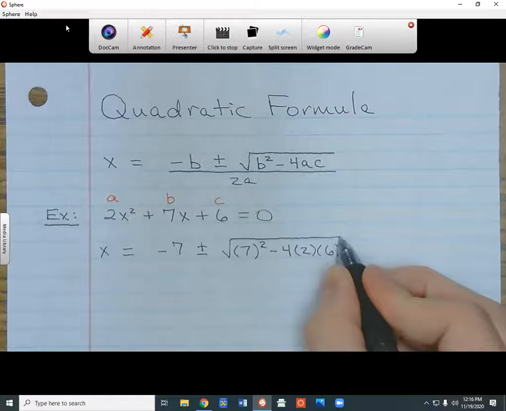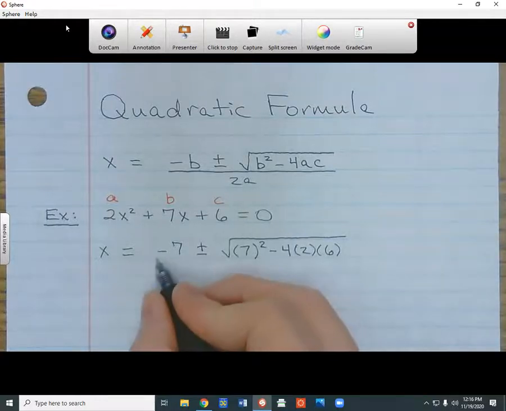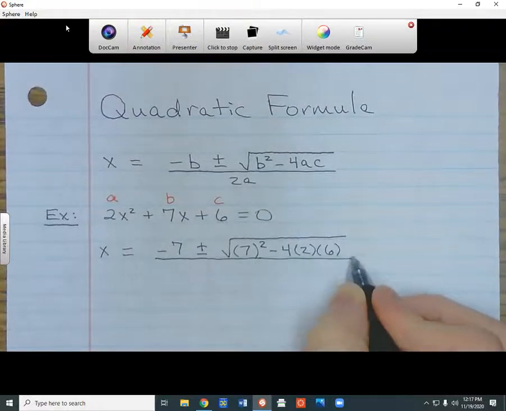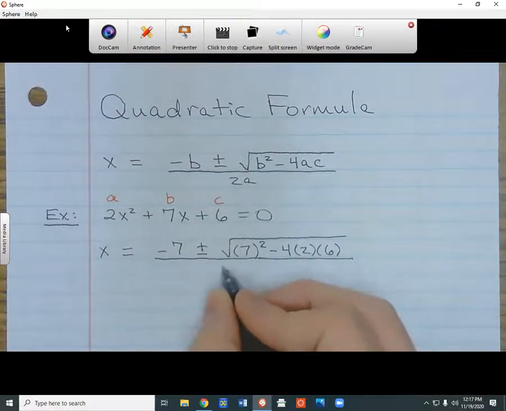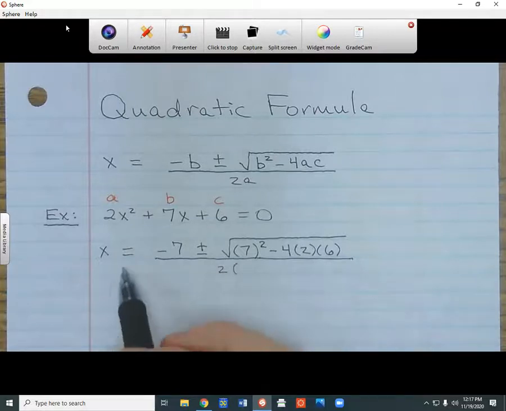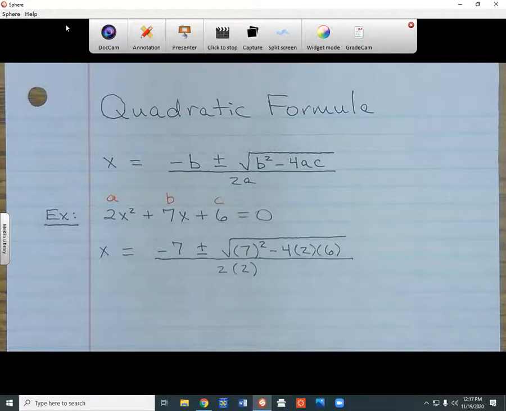Okay? Now, everything is going to be divided by 2a. So I'm going to draw my fraction bar, and on the bottom, I'm going to put a 2, and beside that 2, I'm going to put whatever a is. And I know for a fact that a is 2, so I'm going to put a 2 inside here. Okay? So now we just have to simplify a little bit.